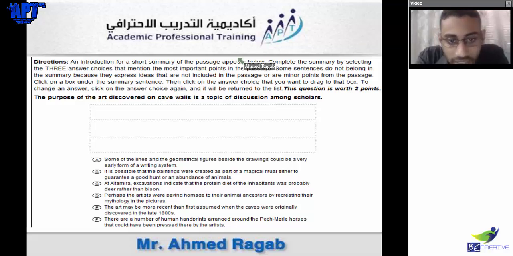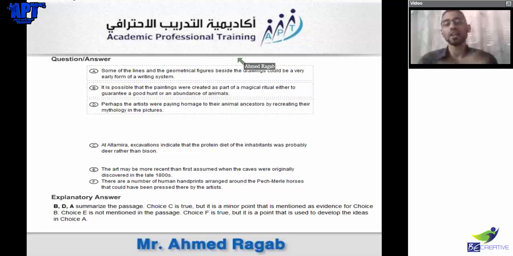Some of the lines and geometrical figures beside the drawings could be very early writing and so on. Without reading and getting bored with the stuff, what should I do? I should find the things that are related to this. I know that reading can be an obstacle and can be boring sometimes. Even for me, when I'm explaining it here, it might be boring for you. So the key to learning the reading part is solving a lot of reading exercises. The answer for this one will be this one. From now on, for the next one, we'll introduce the passage and then the answer for it.